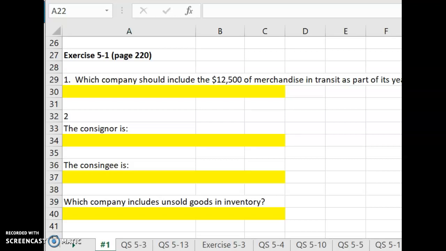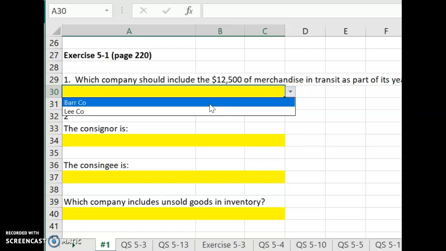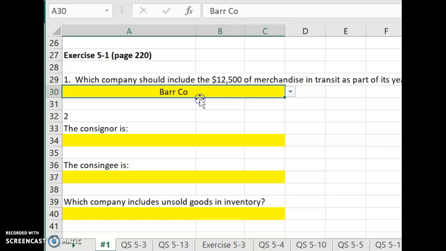In exercise 5-1, we're being asked to identify the ownership of the inventory goods. In the first problem, we are asked, who should include the $12,500 of merchandise in transit as part of their inventory? We'll see that the Bar Company shipped its goods FOB destination to Lee Company. So Bar Company is the seller, Lee Company is the buyer. It's FOB destination. That means that the goods are owned by the seller until they are received by the buyer. So the owner of the goods at that time and the person who includes it in their inventory is Bar Company.